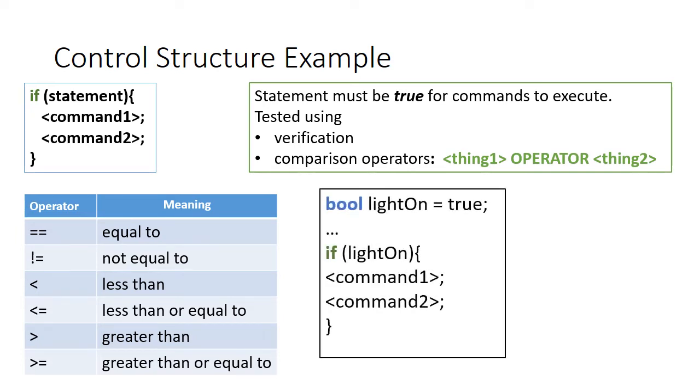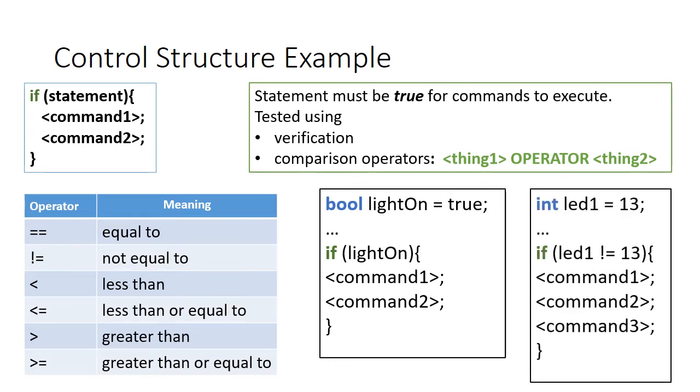Here's an example of the use of the if control structure using verification. We declare the Boolean variable called lightOn and set it equal to true. Later, lightOn is enclosed in parentheses in the if structure. This means that its value is checked. If lightOn equals true, then commands 1 and 2 are executed. If it's false, then the commands inside the curly braces are skipped.